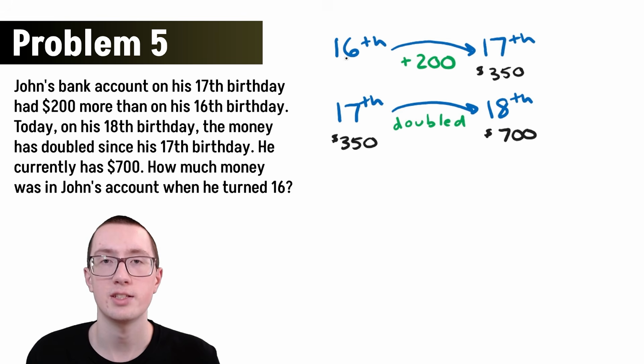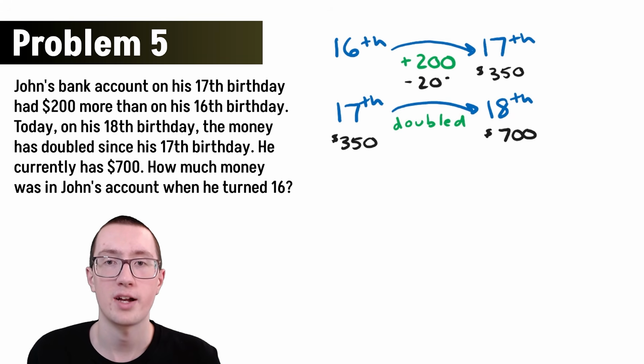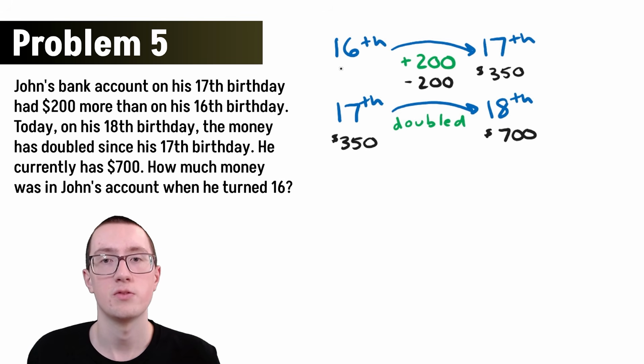But what did he have on his 16th birthday? Well, it looks like he added $200. So to work backwards and figure out what he had at first, we'll do the opposite of adding, which is subtracting. So we'll subtract $200. So we had 350 minus 200. And if you put that in your calculator, you would get 150. So John had $150 in his bank account on his 16th birthday.